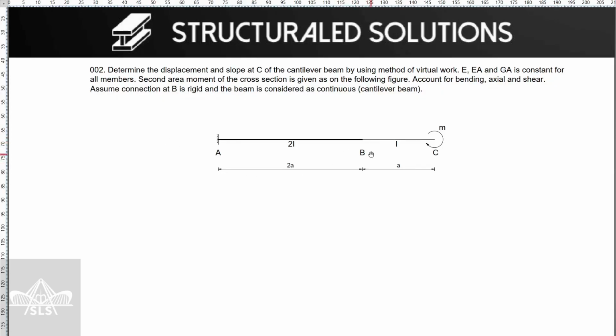Also, it is mentioned that at point B, or joint B, the connection is assumed to be rigid. Therefore, we are going to have one continuous beam as a cantilever beam in this case. So without any further ado, let's continue to show the solution for this beam.